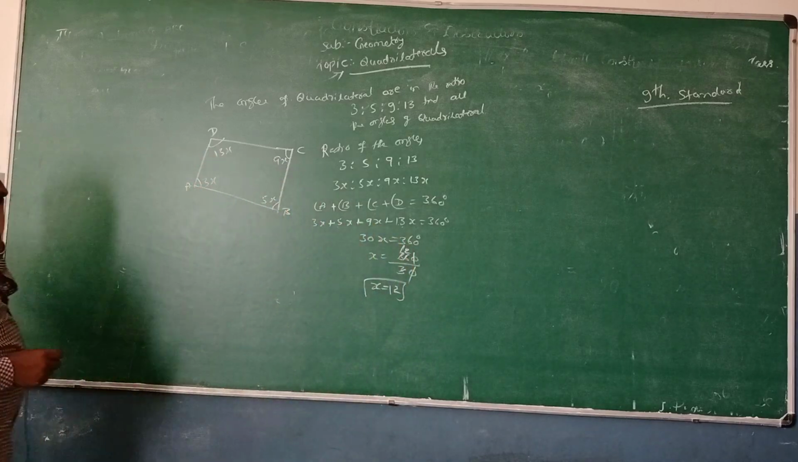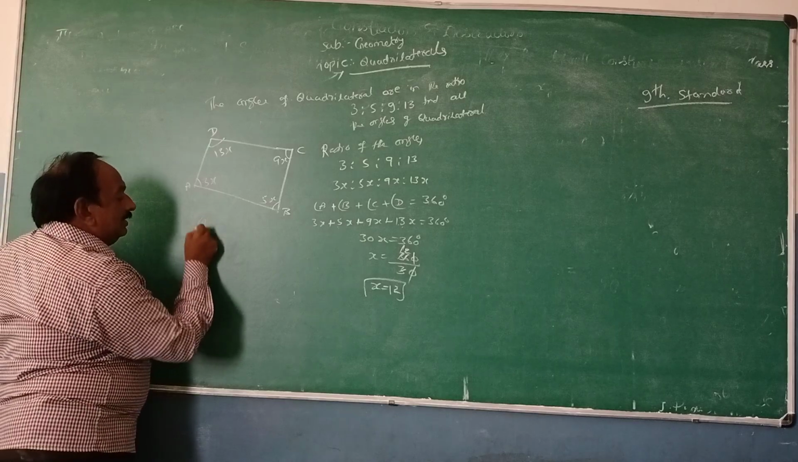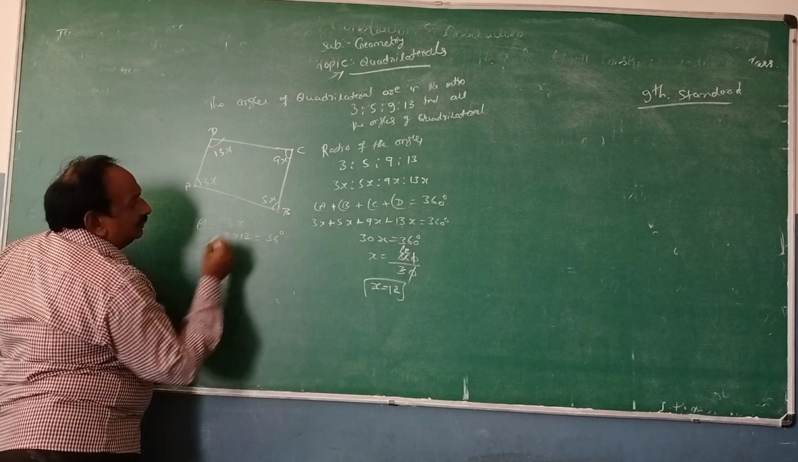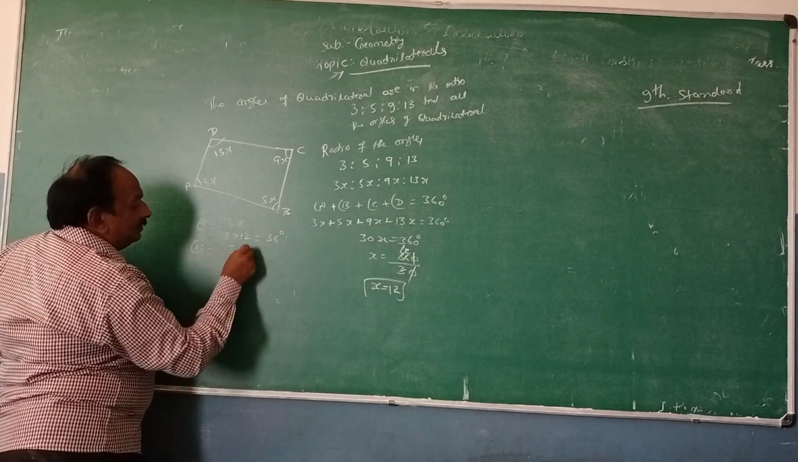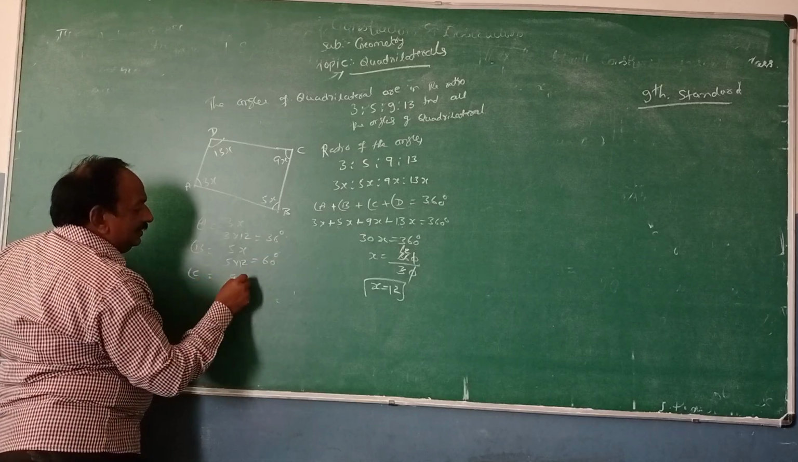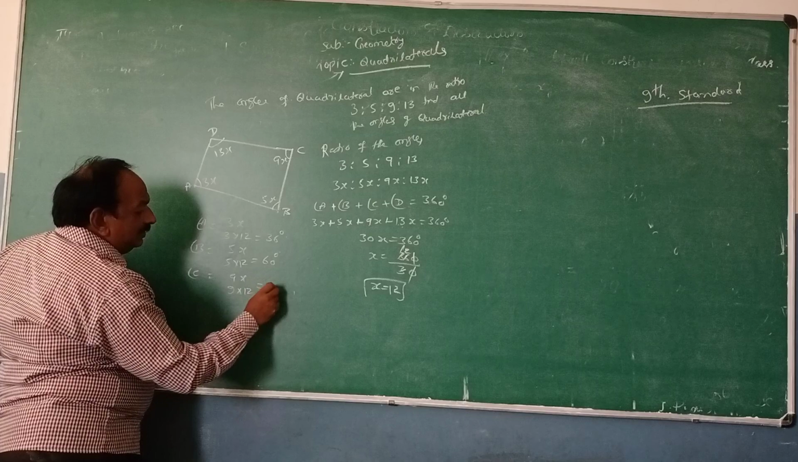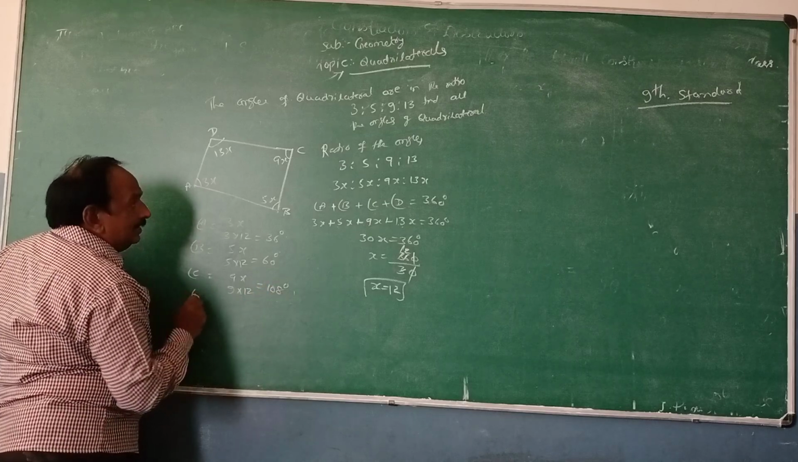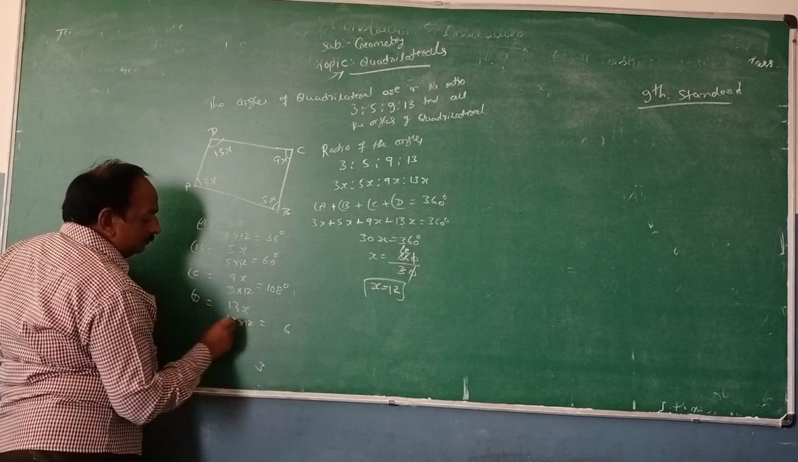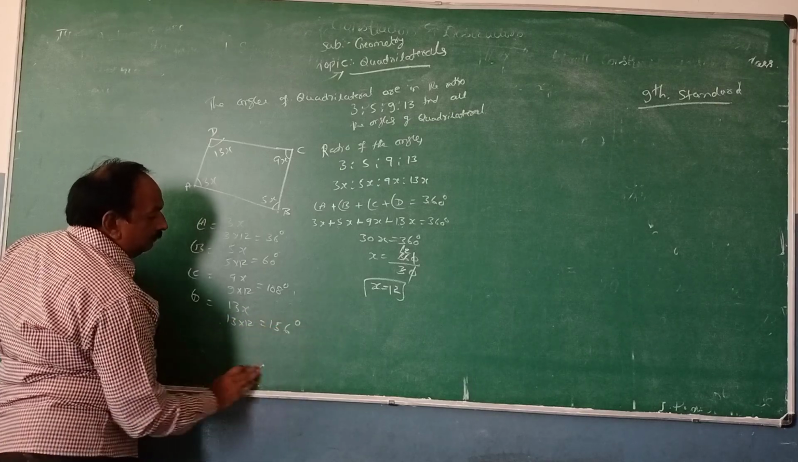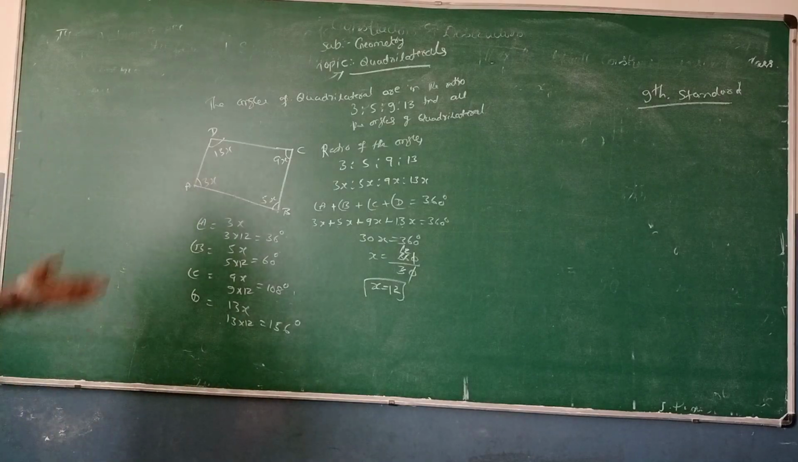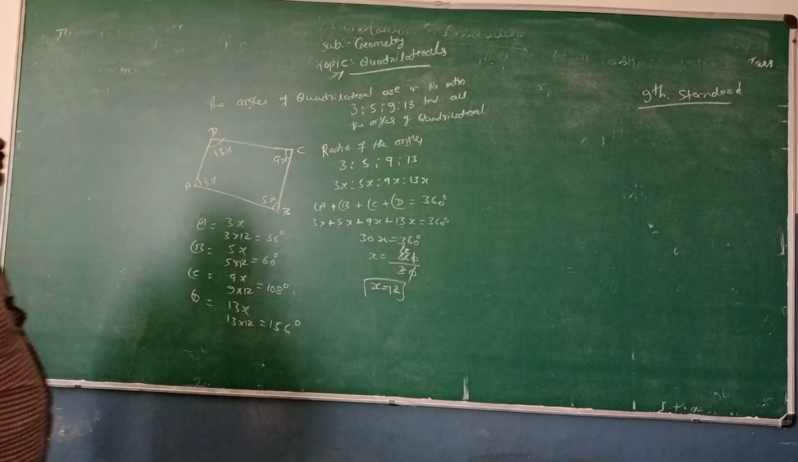Now calculate the angles one by one. Angle A is equal to 3x. 3 into 12, 12 3s are 36. Angle B 5x, 5 into 12, 12 5s are 60. Angle C 9x, 9 into 12, 12 9s are 108. Angle D is equal to 13x, 13 into 12, that is equal to 156 degrees. If you add the four angles, you get 360 degrees. This problem is very important from your examination point of view.